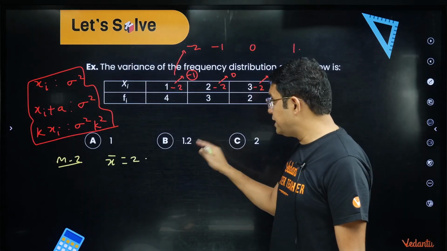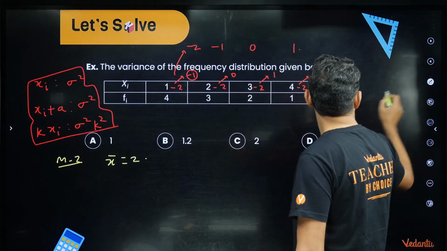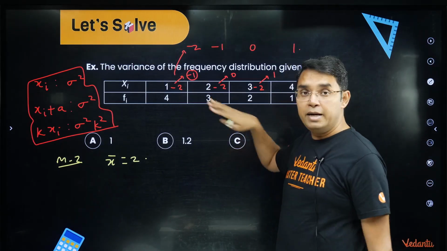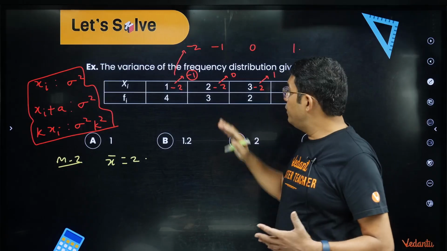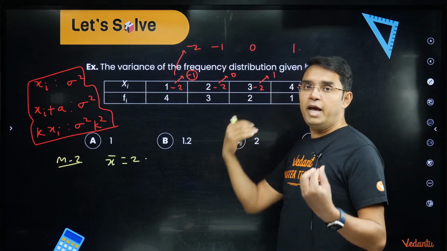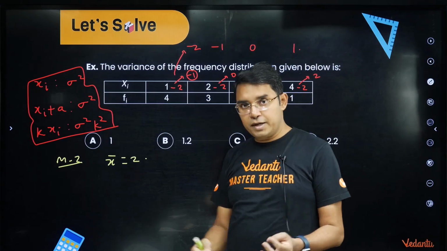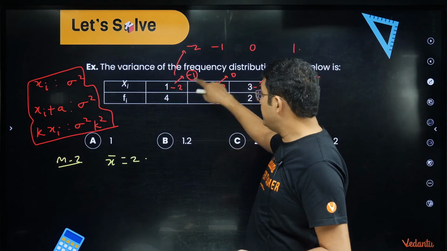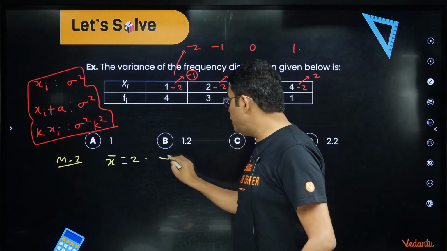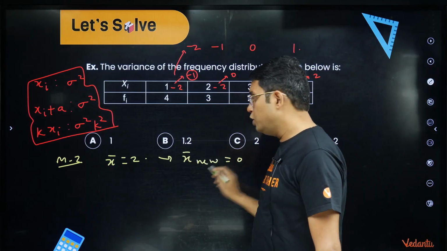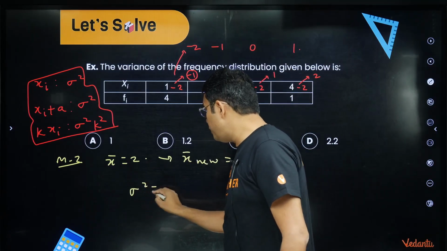Okay, so my second method. I am going to subtract by 2, but by now you must have understood it is not mandatory that we subtract by 2. We could have subtracted by 3 or any other number also, but the advantage is that if you subtract x bar, that is equal to 2, then your new x bar will be equal to 0. So finding the variance will now be easier.